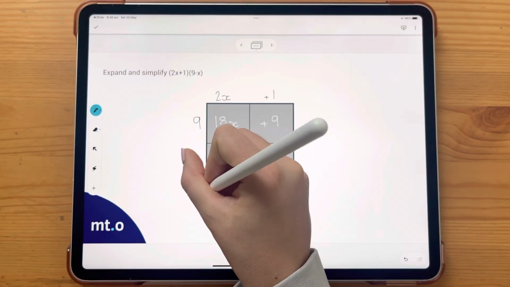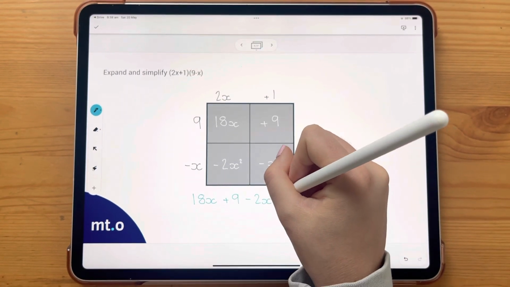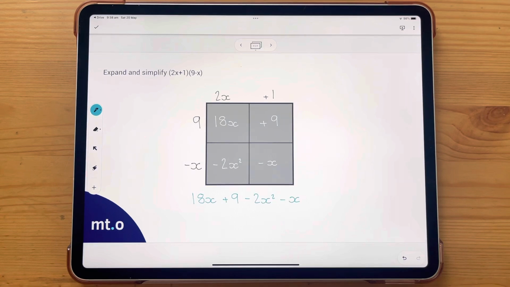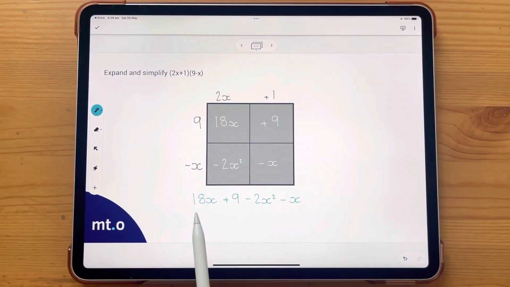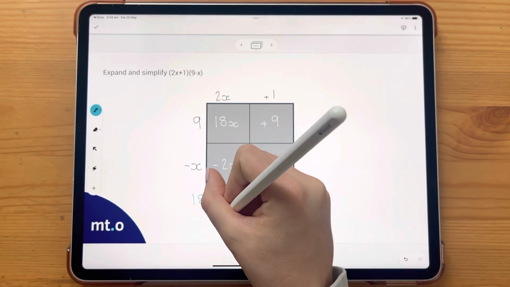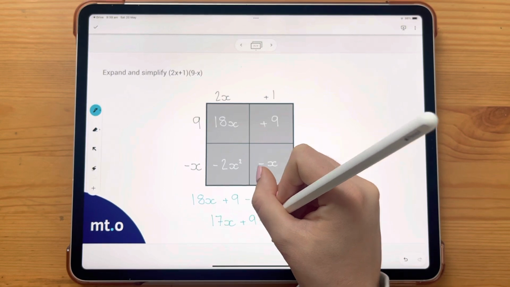So the next step is always going to be exactly the same. It's just writing down what's inside each box of the grid to form an expression. And again, the question has asked us to simplify, so we have to collect the like terms. Now, the term that we have 2 of here is our x's. So we've got 18x take away 1x, which gives us 17x. And then we've got plus 9 minus 2x squared.